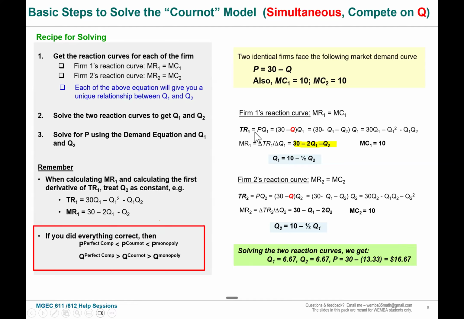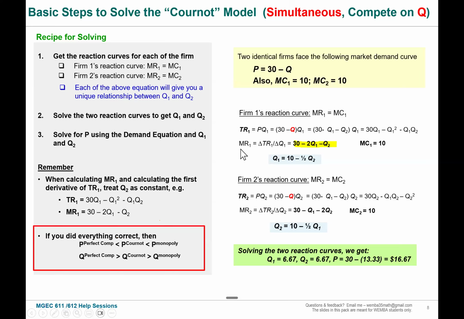Revenue of firm 1 is price times Q1. Price is the market price in the oligopoly situation times Q1, how much firm 1 produces. That's the revenue of firm 1. So if you write it down, price is from the demand equation 30 minus Q, times Q1. Obviously, Q is the summation of Q1 plus Q2 because Q will be supplied by both the firms. You can open it up as 30 minus Q1 minus Q2 times Q1. Open it up further, 30Q1 minus Q1 square minus Q1Q2. So that's my revenue of firm 1.